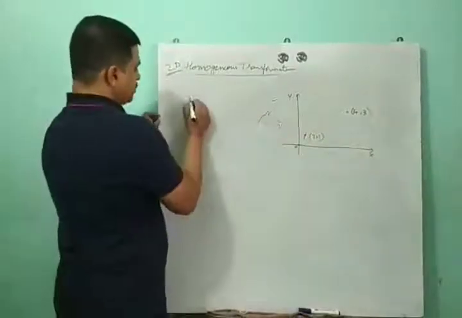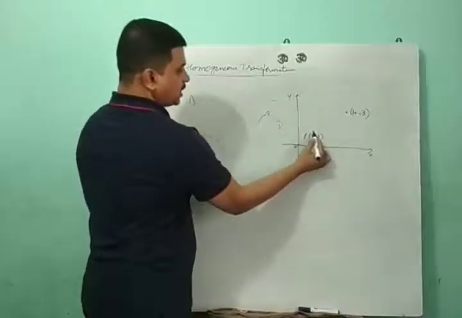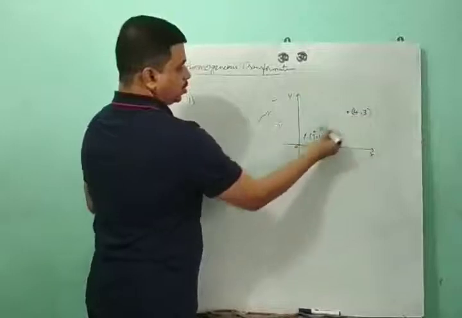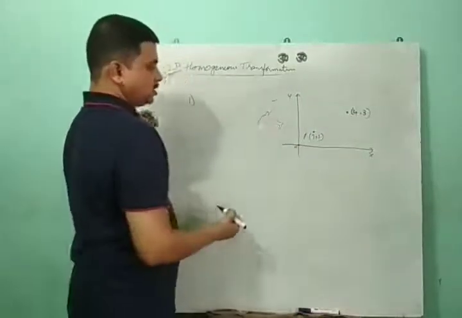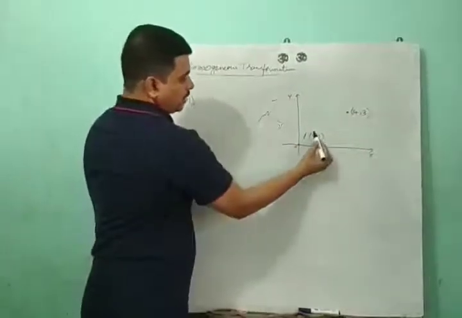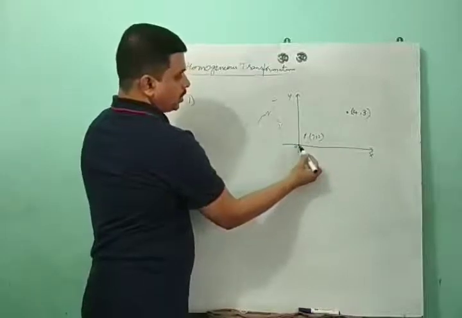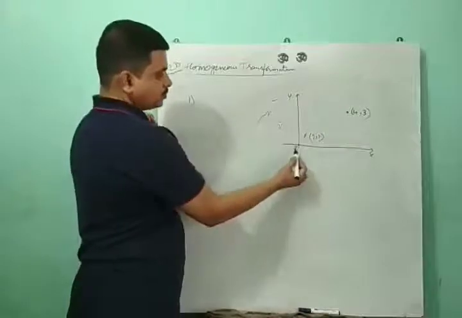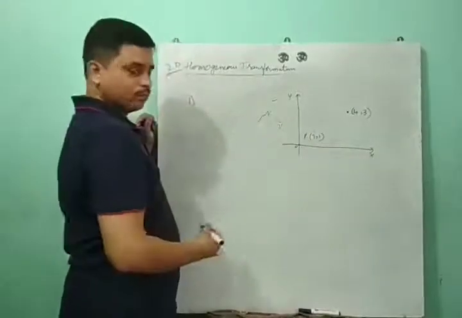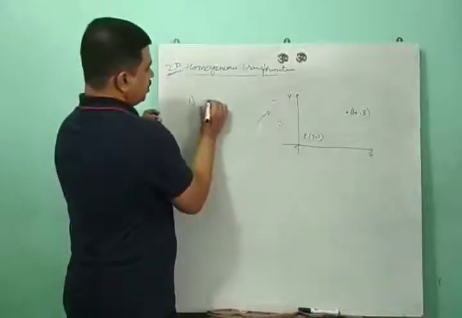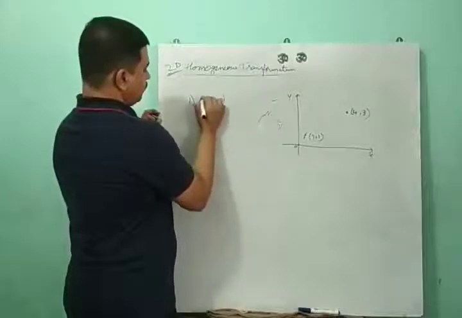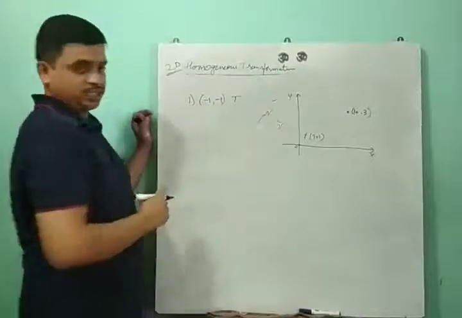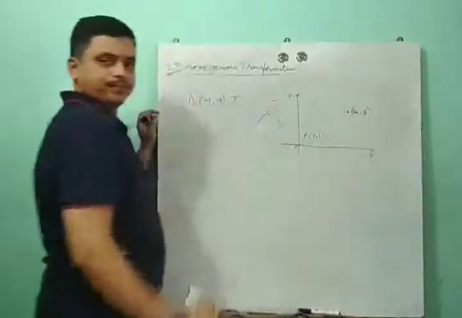First we need to translate this reference point, that means this given point, to the origin. That means we have to translate this point by a value of -1, -1. So this is the translation we have to perform first on this point.